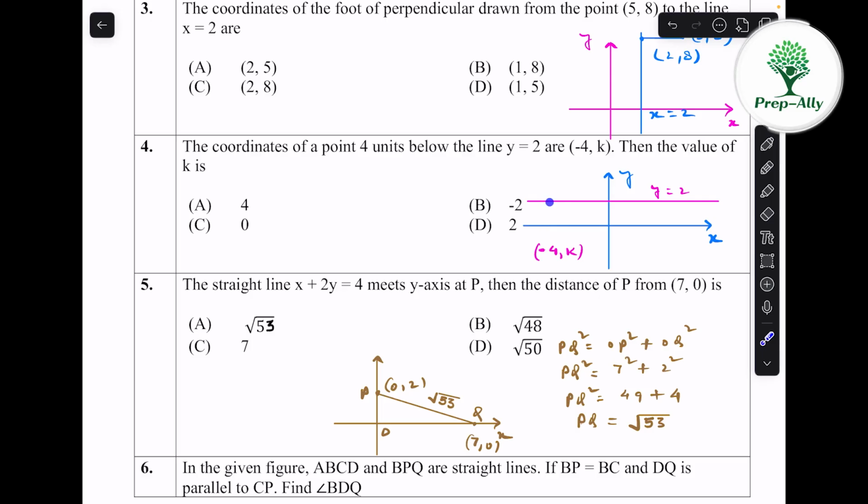Up till here it is 2, so 2 more will be what? k equals minus 2, because it is up till here 2. So 2 more because you want 4 units below. So k equals minus 2. So minus 2 is the answer.